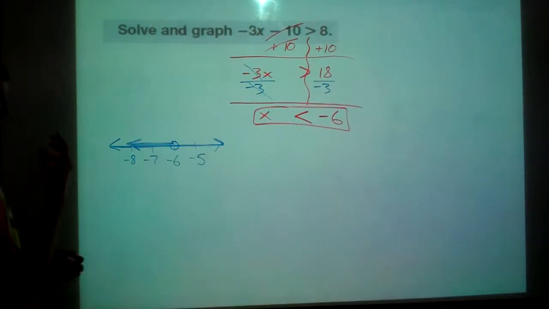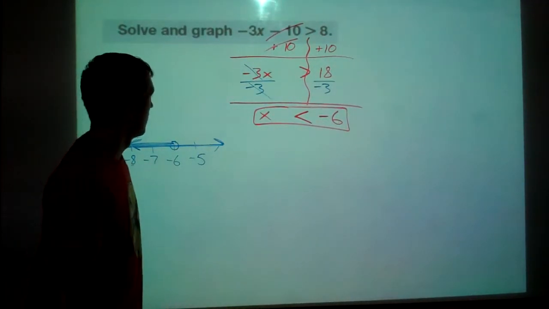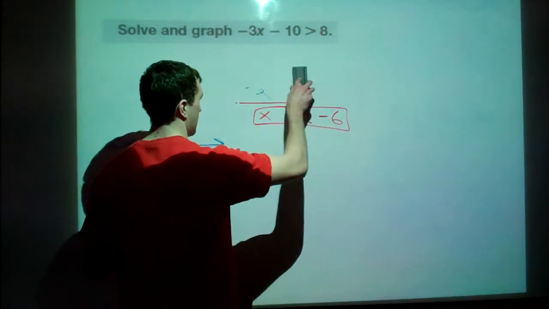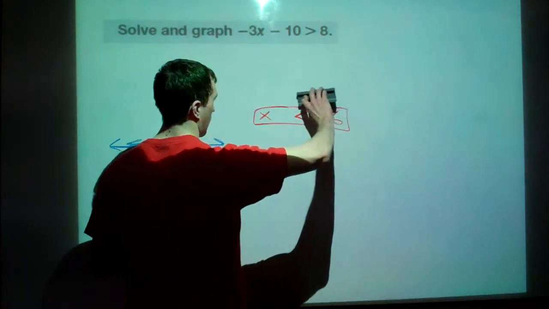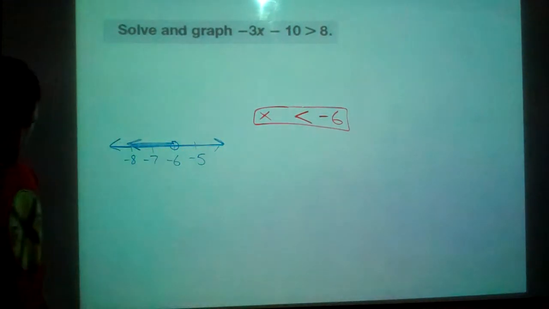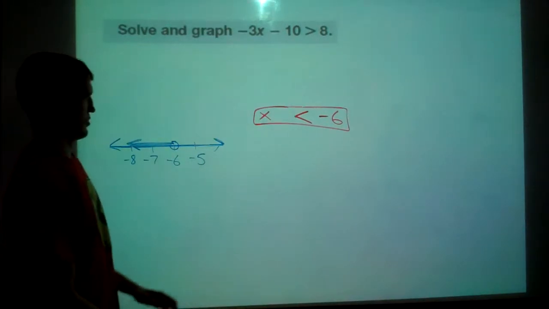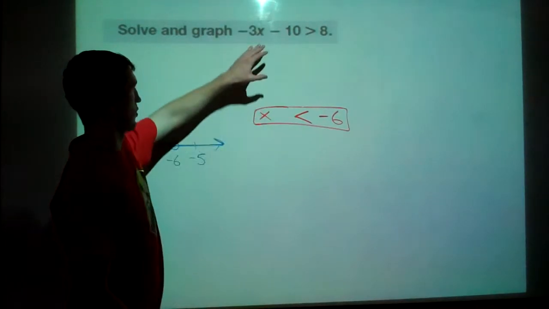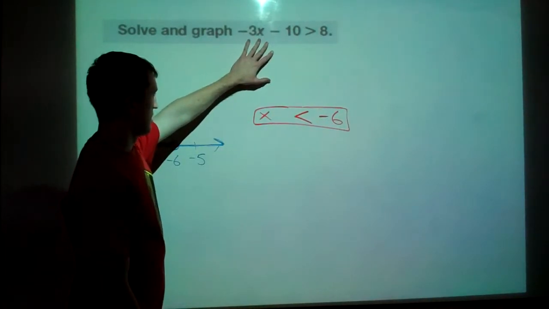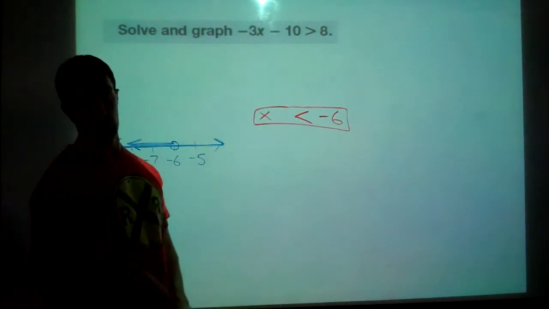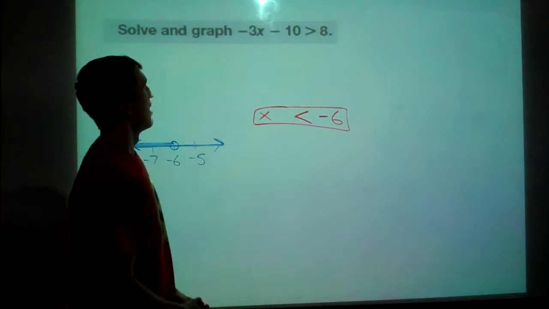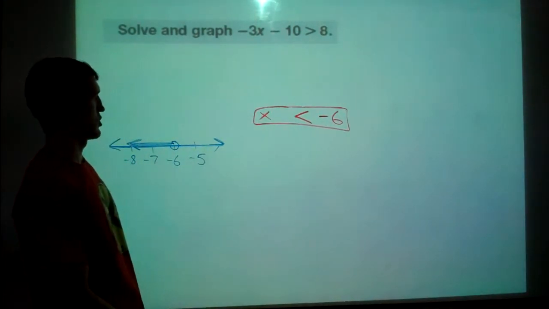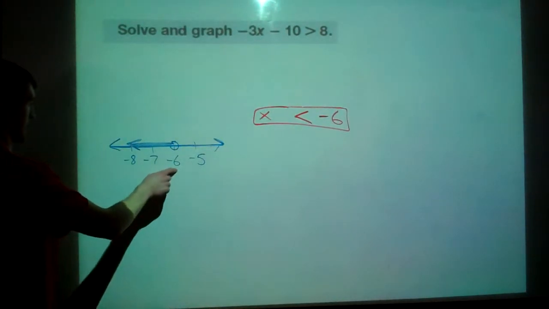Now let's see if we're right. Okay. I'm going to erase my work here. So I want to see our original inequality. Okay? If we're right, we should be able to choose a number that is less than -6, and this inequality should work out. Okay? So a number less than -6. We're not including -6, so we can't use that one. It's not saying less than or equal to -6. So let's choose -7. -7 is less than -6.